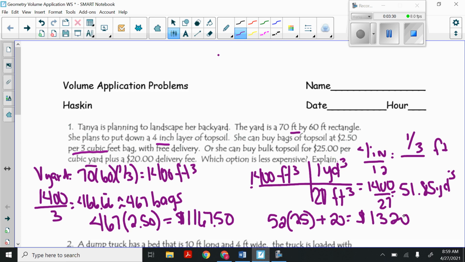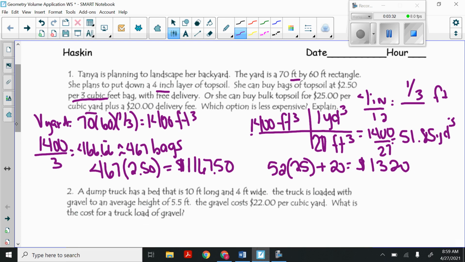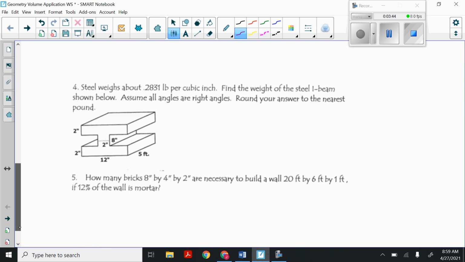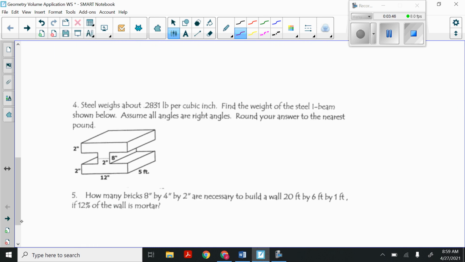So which option is less expensive? The bags are cheaper. The bags are cheaper than bulk this time. But now we're going to scroll down and look at number 4 together. Steel weighs about 0.2831 pounds per cubic inch. Find the weight of the steel I-beam shown below. Assume all angles are right angles. Round your answer to the nearest pound.